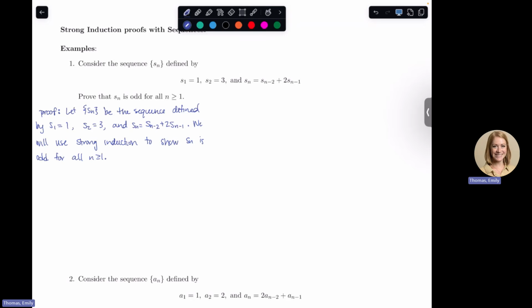Okay, then. I'm going to say for the base cases, I'm just going to go with a singular. Let n equal 1, 2, and 3. Notice S sub 1 is 1 and S sub 2 is 3, which are both odd.